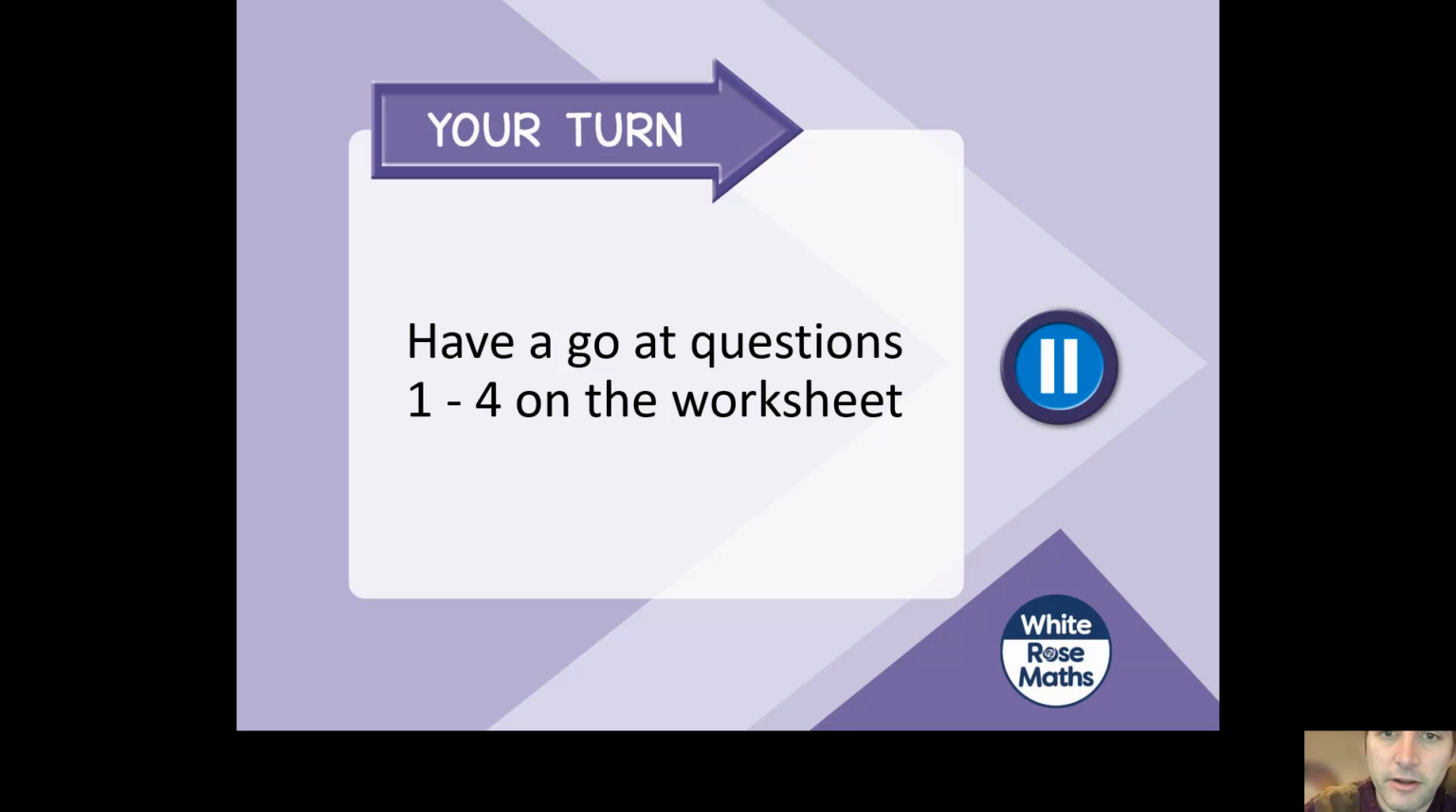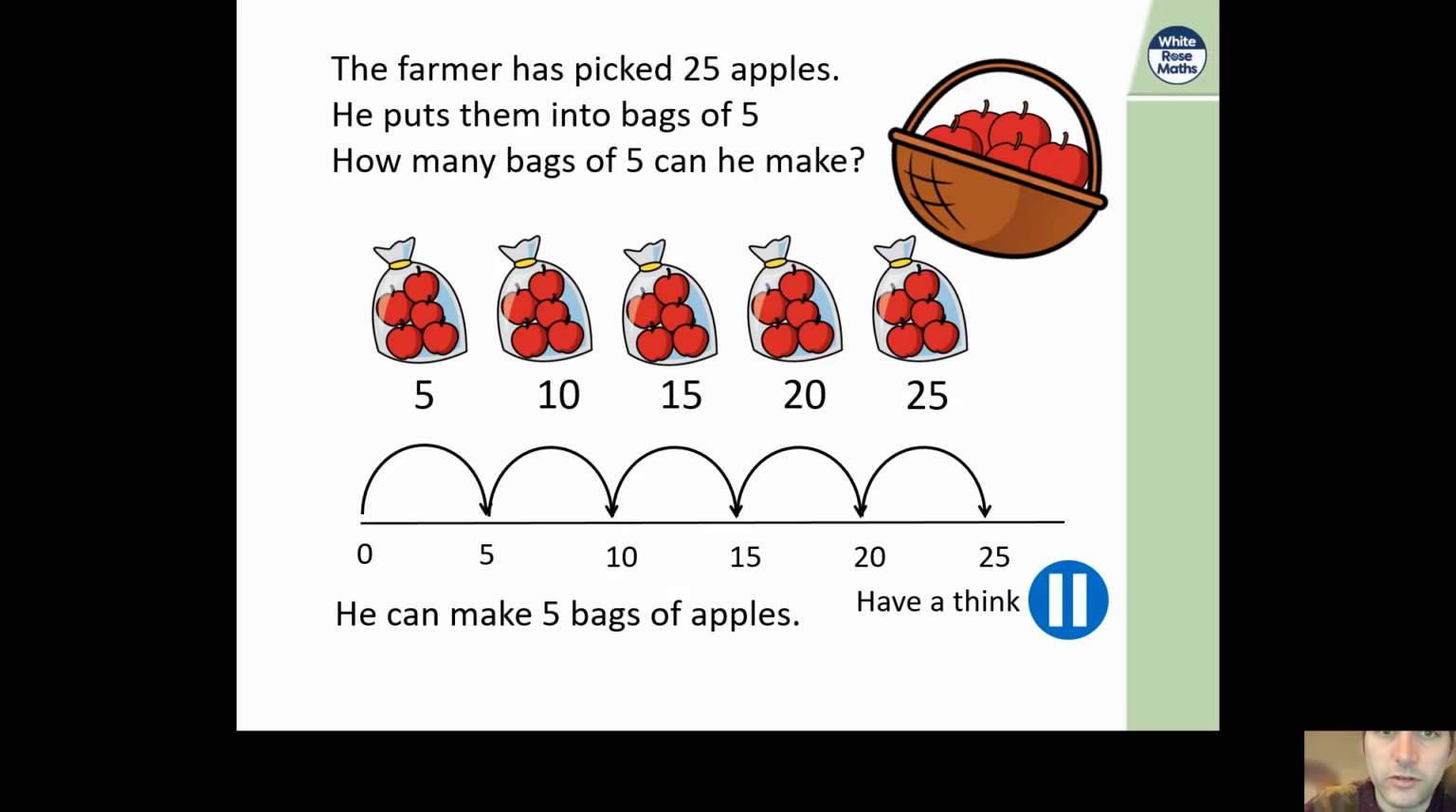And now we're going to carry on. And once we have a look through, we can have a look at this question relating to the farmer. We can see how many apples he's picked. He's been busy. He's got 25 apples. He puts them into bags of 5. So he makes them into groups of 5. So we've got to see how many groups of 5, how many bags of 5 he could have.